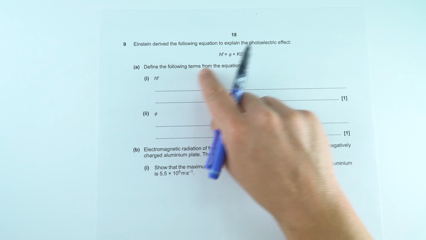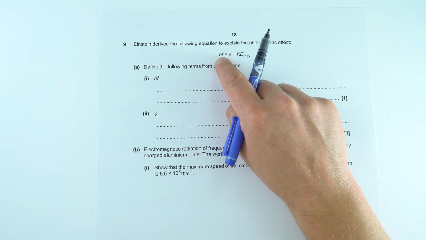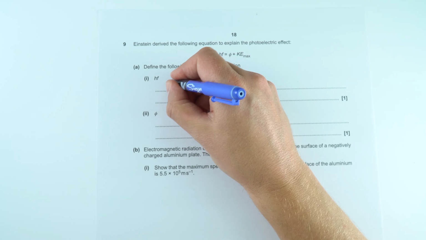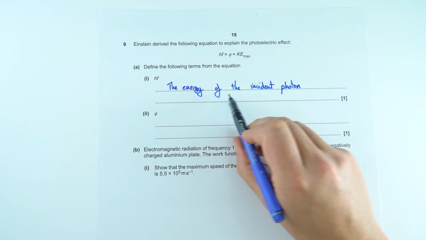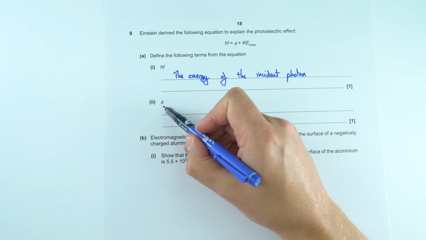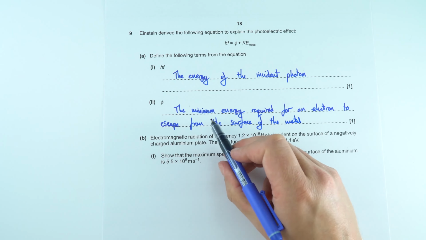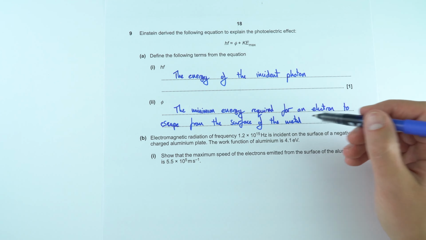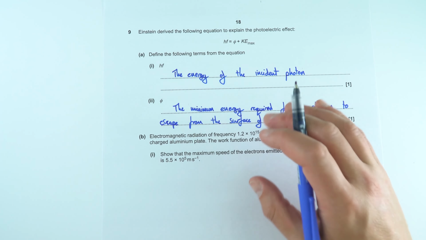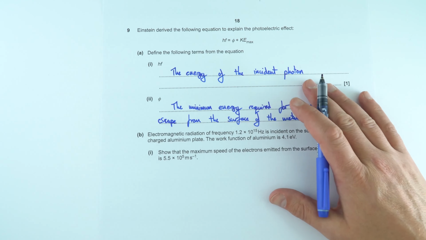So we're going to define the following terms, so not just state what they are, but what they actually mean. So HF is the energy of the incident photon, and phi, the work function, is the minimum energy required for an electron to escape from the surface of the metal. The work function on its own doesn't exactly define what it means, so that's why you've got to write these definitions in.